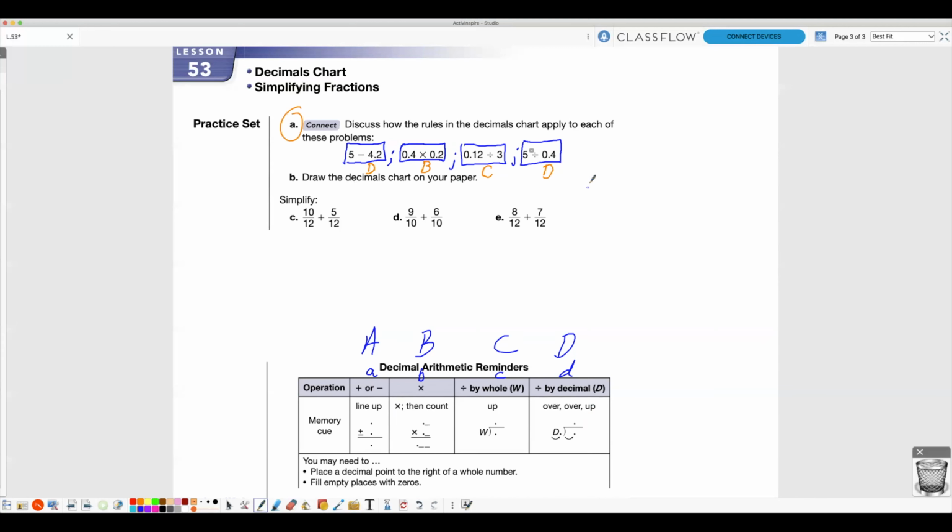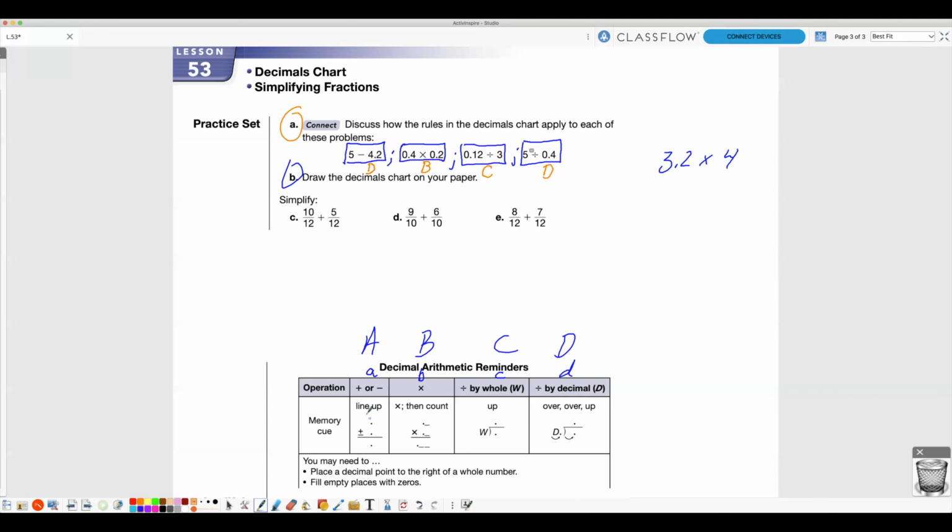So for letter B, you can answer it here in the Ed puzzle. Let's say that A, B, C, and D again. And let's say that I'm going to do this problem: 3 and 2/10 times 4. Which one of these would I use for letter B? Would I use A, B, C, or D as far as the decimal arithmetic reminders when doing this one? Let's do this one for letter B. So what would be the answer?